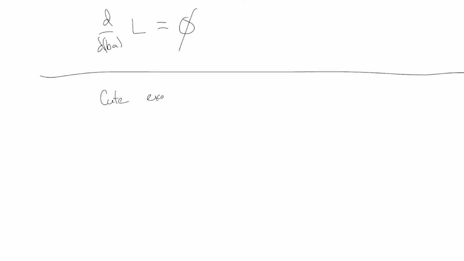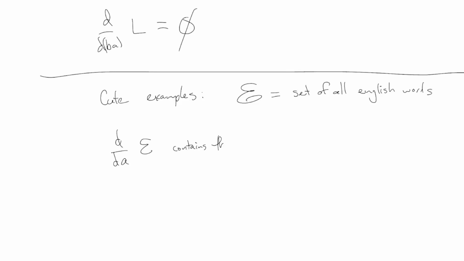So, cute examples. Let's say that this fancy E here is the set of all legal English words. Then I can do something like derivative with respect to A of this E. Can anybody give me a string which is in this derivative set? Remember, derivative with respect to A means you consider all the ones which started with A and you take the A away. Can anybody tell me a string which is in this derivative? Somebody else. Your answer can be cute and stupid. That was the purpose of these examples. You got an idea?